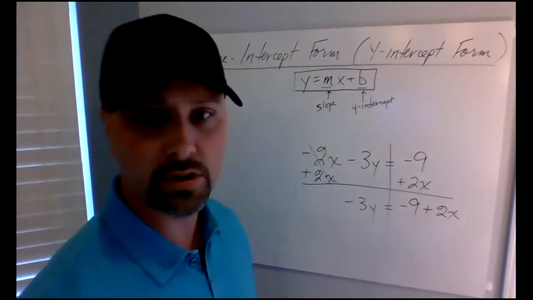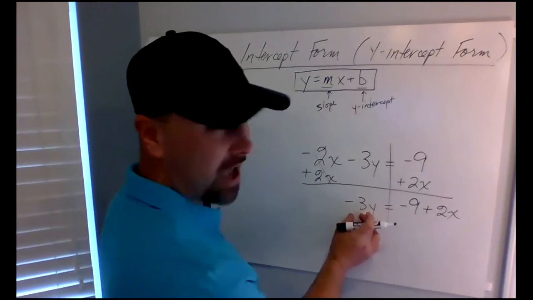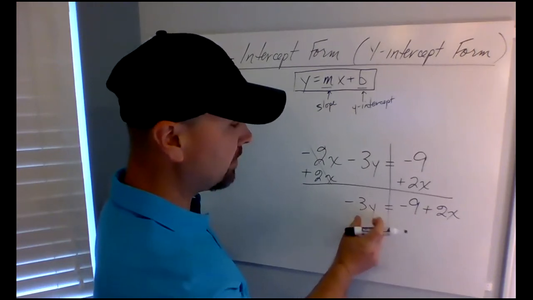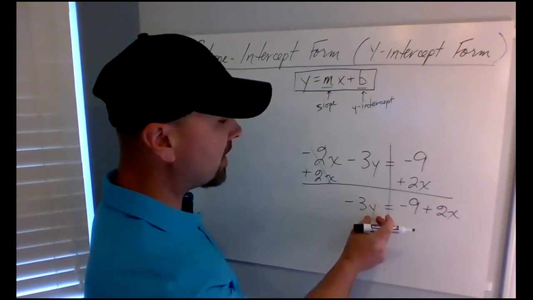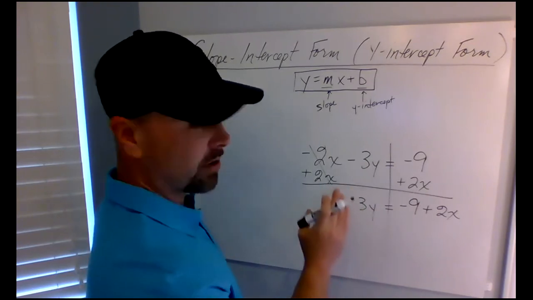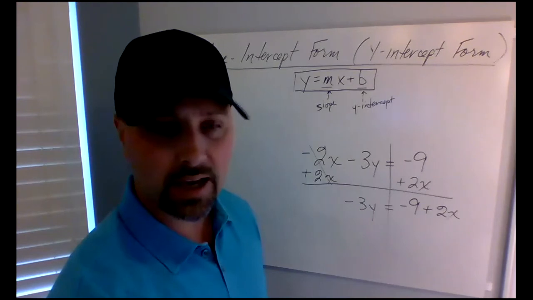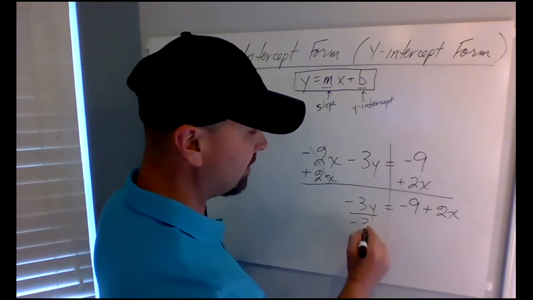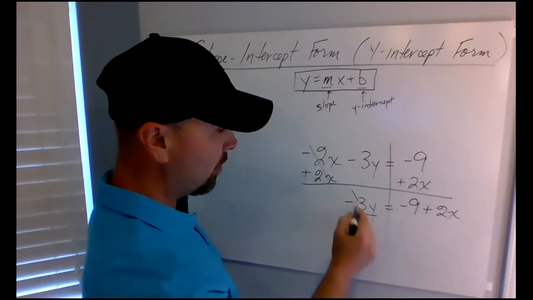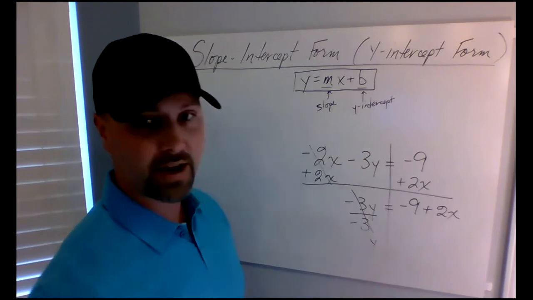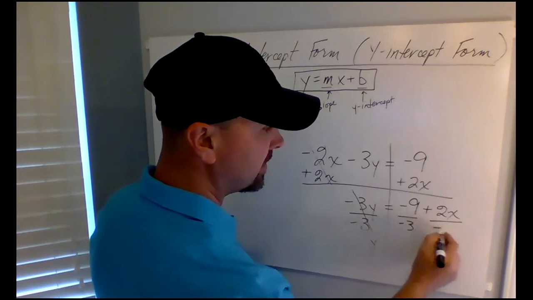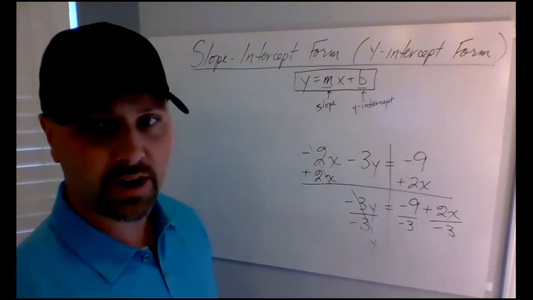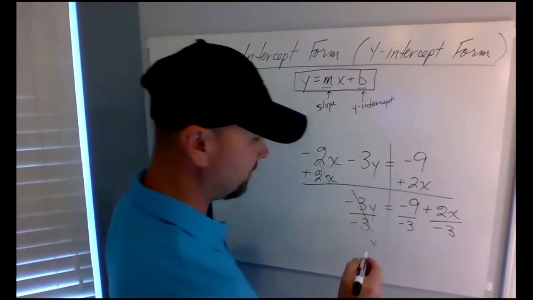Okay, so here's why I wanted to do this one, because we hadn't dealt with a negative number here, but just like we do in our regular equations, we want to leave the y positive. So the opposite of multiplying by negative 3 is dividing by negative 3, okay? And what that does is that leaves a positive y. Keep it balanced.